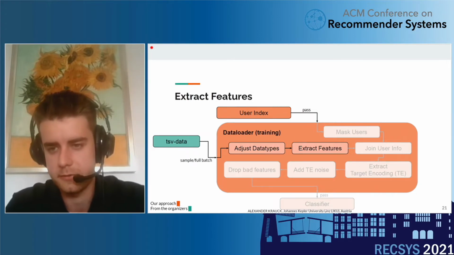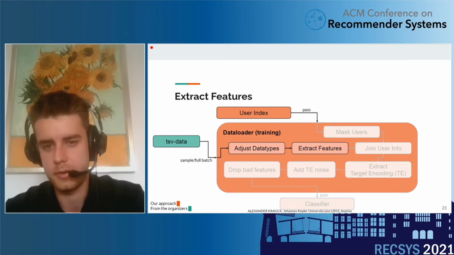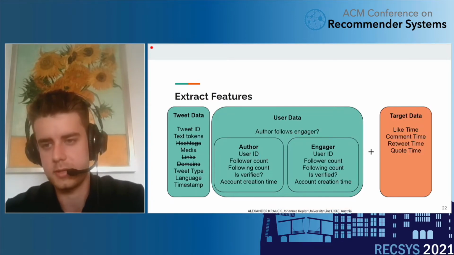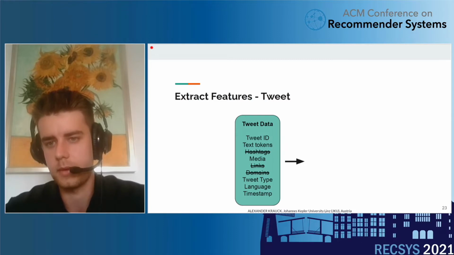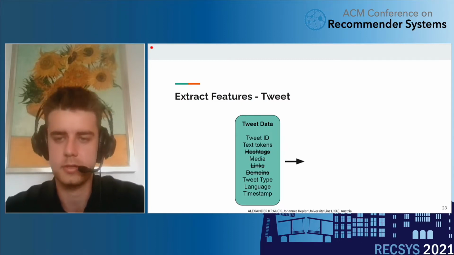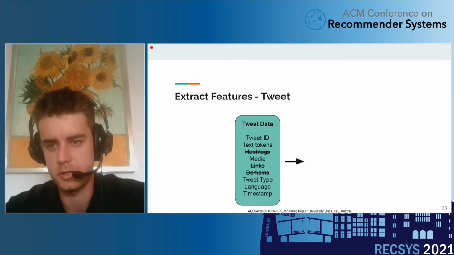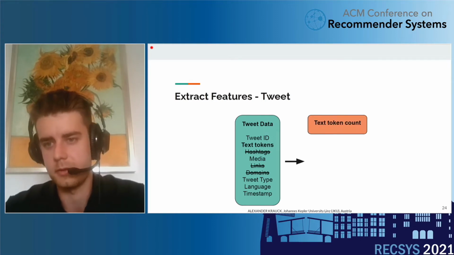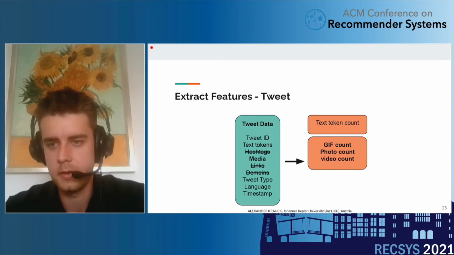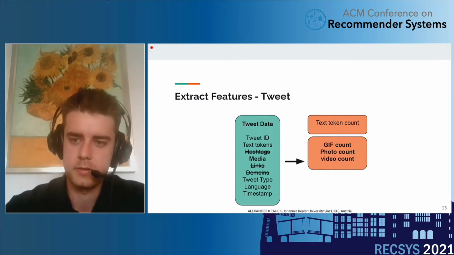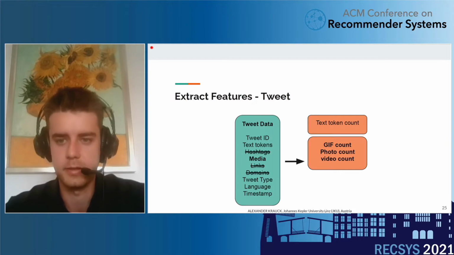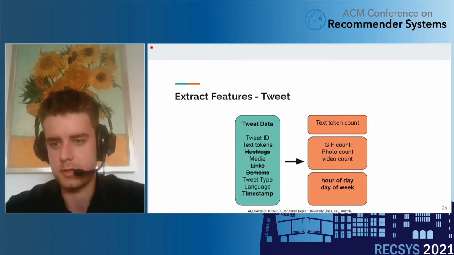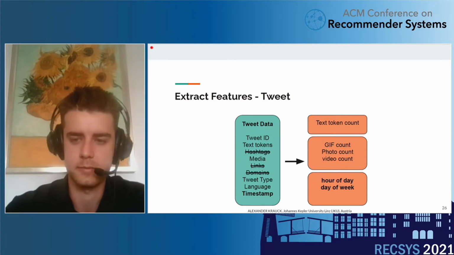Now that we have these features prepared, we decided to extract some simple features for each of the samples. The first type of features that we decided to extract can be described as tweet features. The first feature was the number of text tokens, which can simply be extracted from the text tokens present in the tweet data. The next feature we decided to extract was the GIF count, the photo count, and the video count, which can be extracted from the media feature. And lastly, we decided to extract the hour of day and day of week from the timestamp feature.